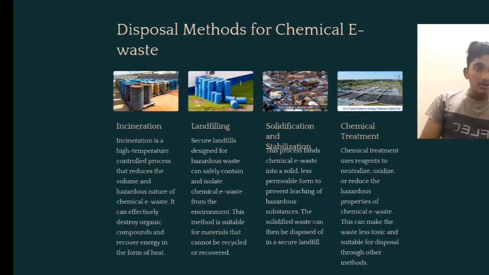Solidification. This process converts chemical e-waste into a solid, less permeable form to prevent leaching of hazardous substances. The solidified waste can then be disposed of in a secure landfill. Chemical treatment: chemical treatment uses reagents to neutralize, oxidize, or reduce the hazardous properties of chemical e-waste. This can make the waste less toxic and suitable for disposal through other methods.